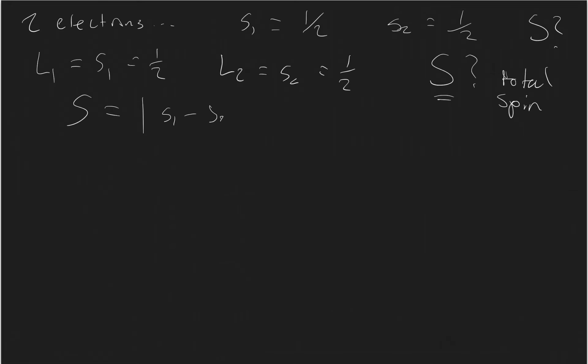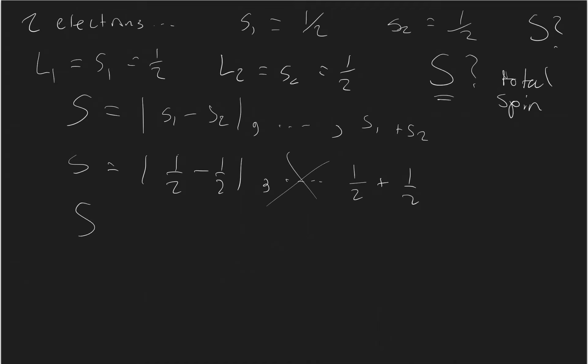So the total spin would go from |S1 minus S2| with the Clebsch-Gordan series to S1 plus S2. And so S would go from the magnitude of 1/2 minus 1/2 up to 1/2 plus 1/2. You see what I'm saying? And so of course the total spin would just be 0 and 1. Only 0 and 1 can exist.